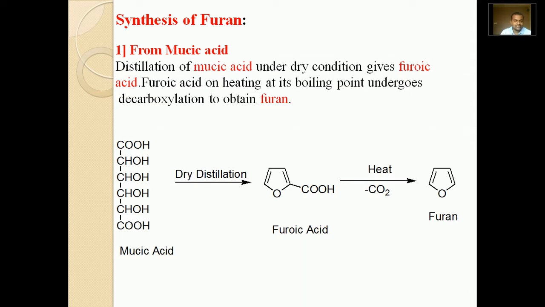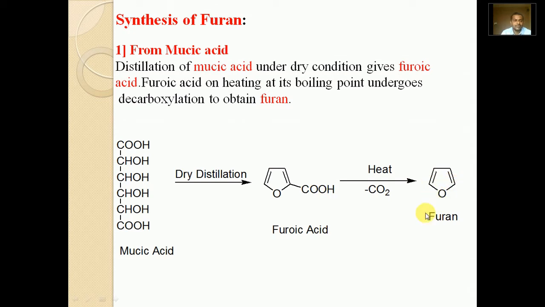Distillation of mucic acid under dry condition first gives furoic acid. This is mucic acid containing 2 carboxylic groups and 4 OH groups. On dry distillation it first gives this furoic acid. Furoic acid is nothing but alpha-carboxylic furan, and this furoic acid on heating at its boiling point undergoes decarboxylation. Simply this CO2 eliminates to form furan.